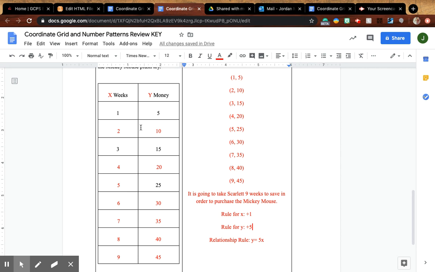The relationship rule is, how do I get from X to Y for every ordered pair? So 1 to 5, 2 to 10, 3 to 15, 4 to 20. Well, I notice each time I'm just multiplying by 5. So my relationship rule would be written as Y equals 5X. You could write this as Y equals X times 5. That's the same thing. But this would probably be the most common way that you'll see this written.